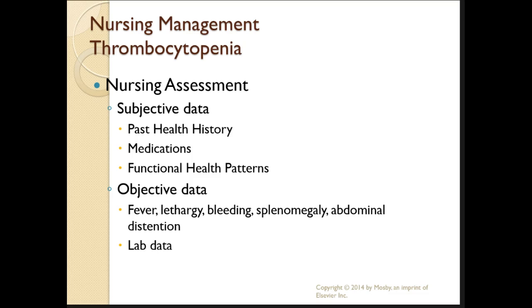Your nursing assessment is both subjective and objective. You're going to look at their past health history, their medications that they have been on, and their normal functional health patterns. The objective data that you will notice: does the patient have any fever? Do they have lethargy? Bleeding? Is there splenomegaly? Do they have abdominal distension? Is there petechiae or purpura present? And also a review of the overall lab data. Please review Table 31-14 for your assessment or collaborative care information.